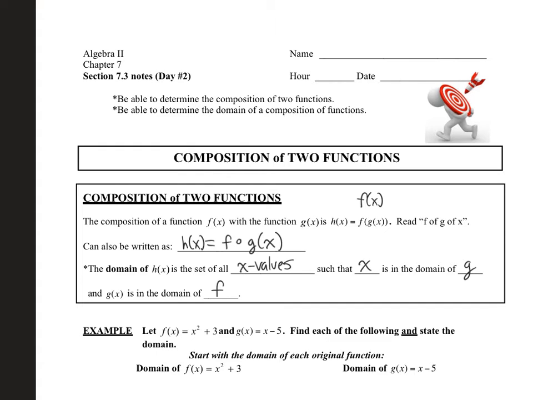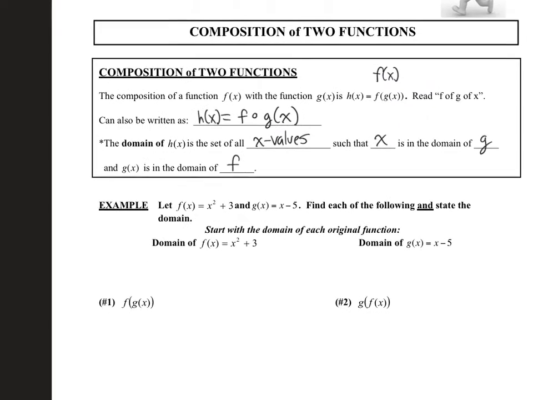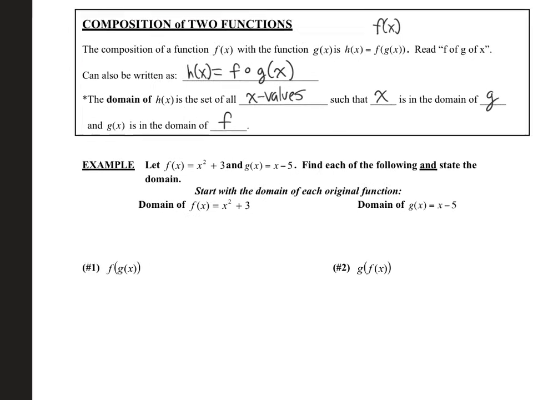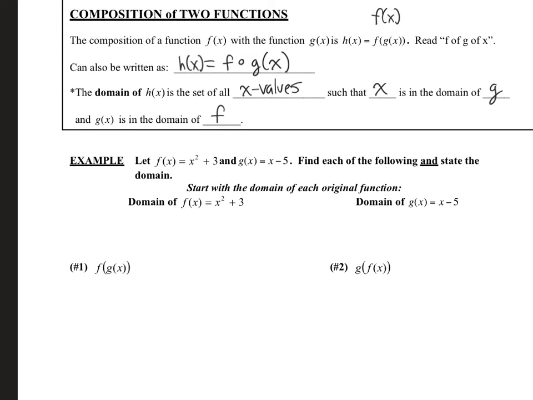So let's get right into this here. It says let f of x equal x squared plus 3 and g of x equal x minus 5. Find each of the following and state the domain. It says start with the domain of each original function. All right. Well, we have f of x equals x squared plus 3. Do we have any denominator? No. Do we have any even roots? No. So the domain for this one is going to be all real numbers. So that's one of our answers.